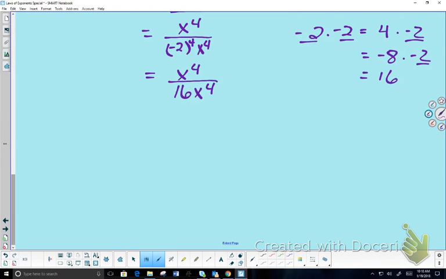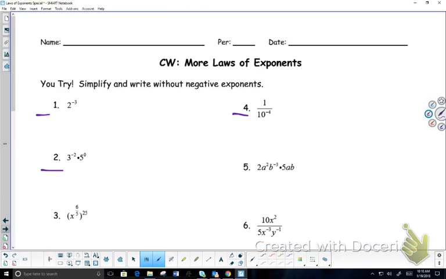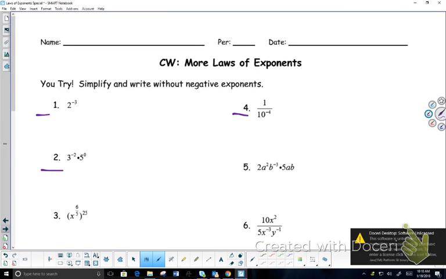Well, then what I also would like for you to notice is you've got an x to the 4th and an x to the 4th. Since they're the same, they will cancel and become 1, which will leave you with 1 over 16. Okay, so these are those 3 different kinds of ideas out there that you could come across. So we'll just do a few together if you haven't already done them.